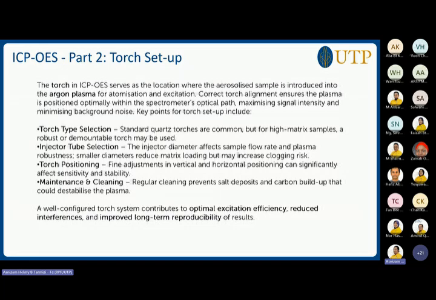Key points of the torch setup include torch type selection. Standard quartz torches are common, but for high matrix samples a reverse or demountable torch may be used. Injector tube selection: the injector diameter affects the sample flow rate and the plasma robustness. A smaller diameter reduces matrix loading, but may increase the clogging risk.